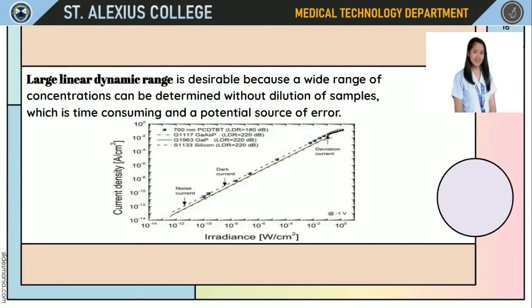The next is the large linear dynamic range. It is desirable because a wide range of concentration can be determined without dilution of samples, which is time-consuming and a potential source of error. This is an example of the large linear dynamic range.